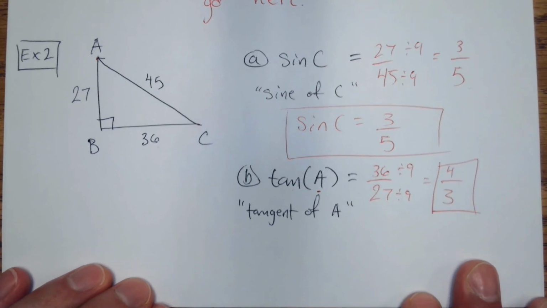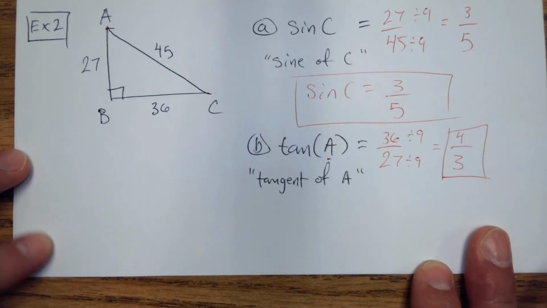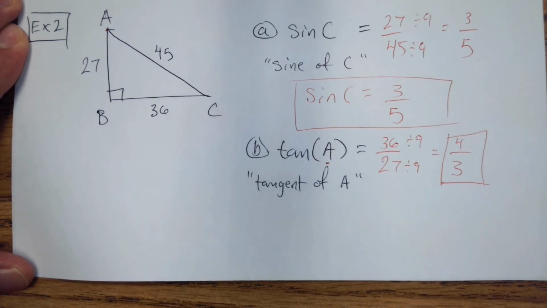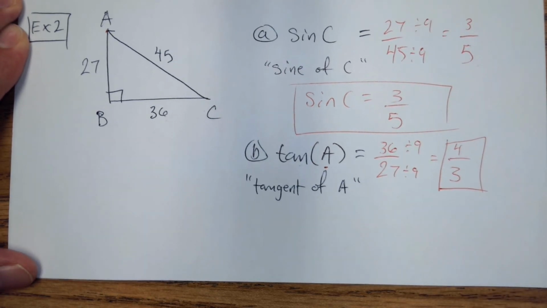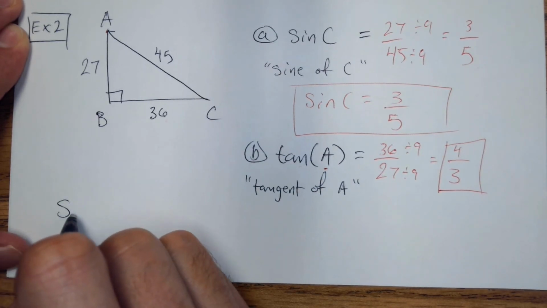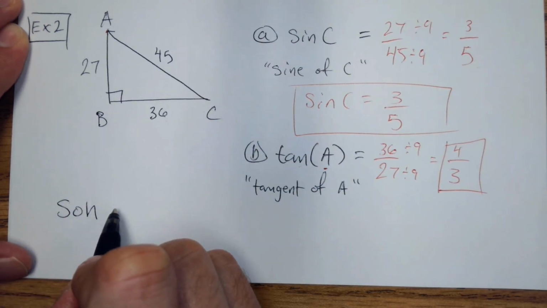So the last thing that I want to say is how to remember all of this. Sine is opposite over hypotenuse, cosine is adjacent over hypotenuse, and tangent is opposite over adjacent. SOHCAHTOA. Has anyone ever heard of that?